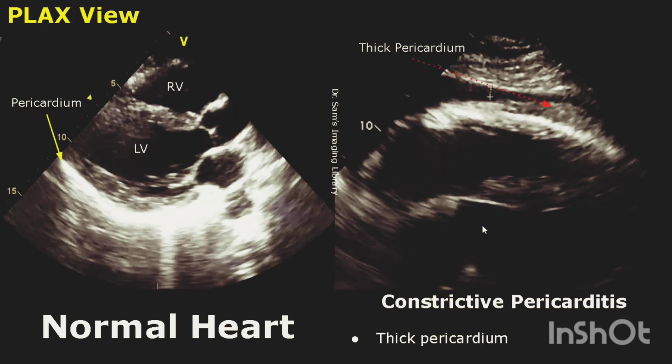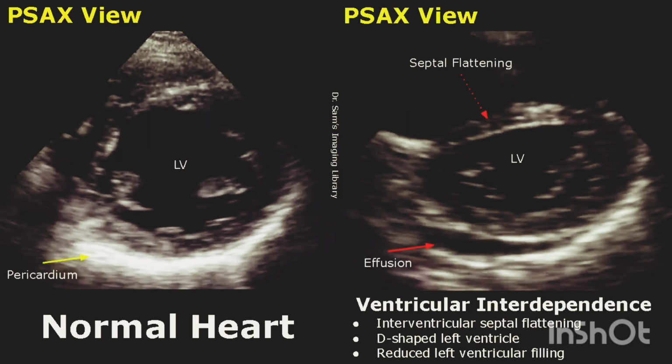Pericarditis is the inflammation of the pericardium. Usually it is associated with pericardial effusion, but we can also find thickened pericardium in some cases. Ventricular interdependence is a term used to describe the changes when a change in pressure of one ventricle affects the functioning of the other ventricle.